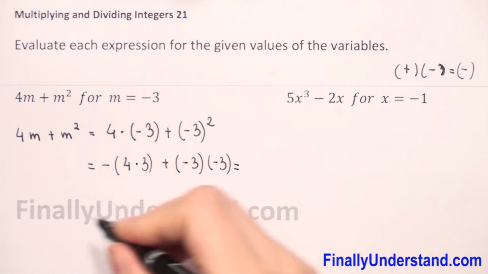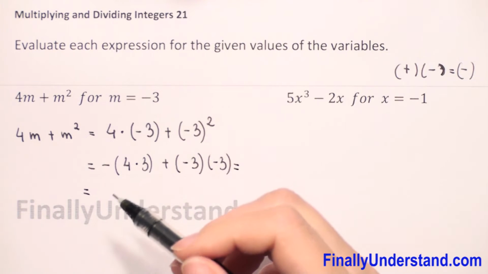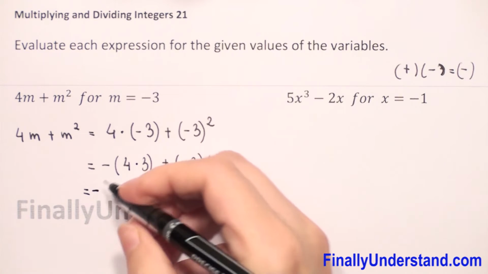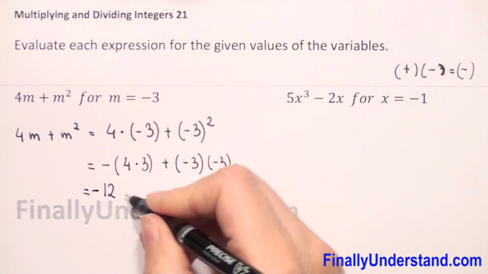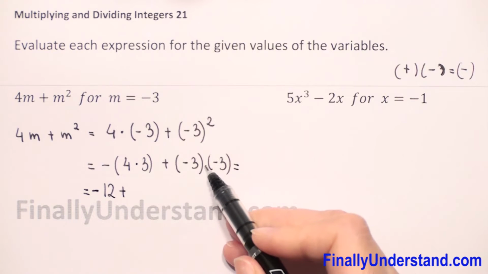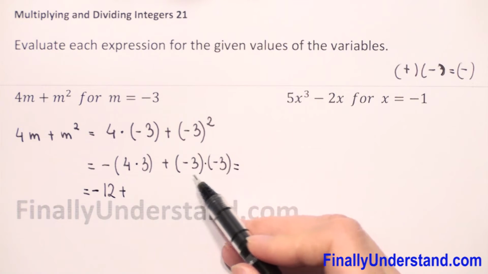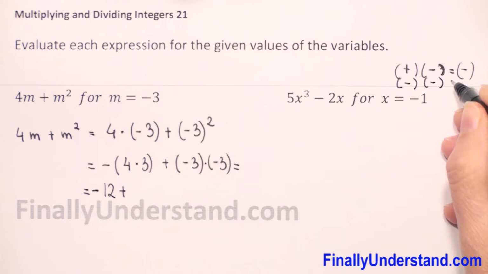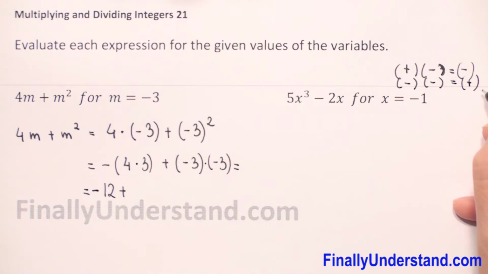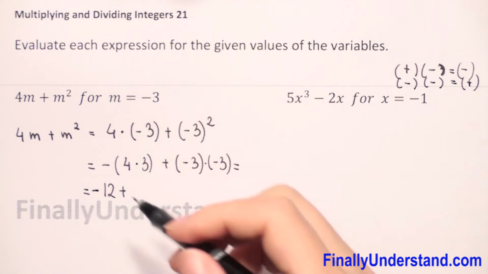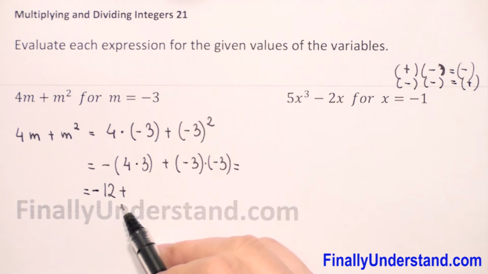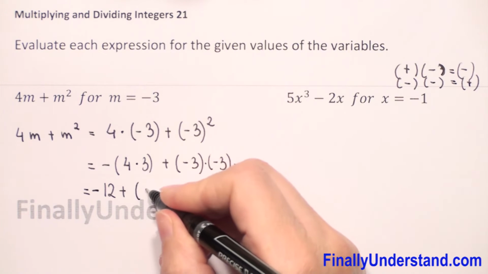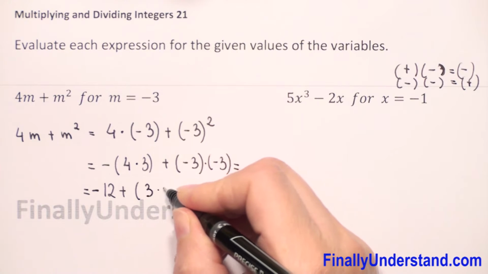So this is equal: negative sign we copy. 4 times 3 is 12, plus, and now we have multiplication of two negative numbers. When we multiply two negative numbers, the answer is always positive. So we have a positive sign, we don't have to write positive, and 3 times 3, we rewrite this one more time. We have 3 times 3.